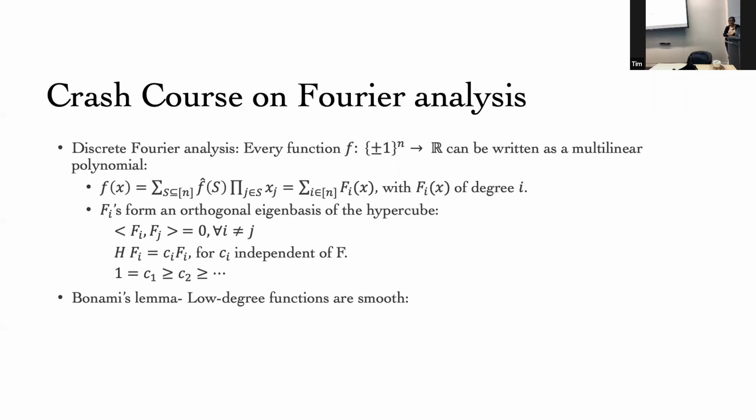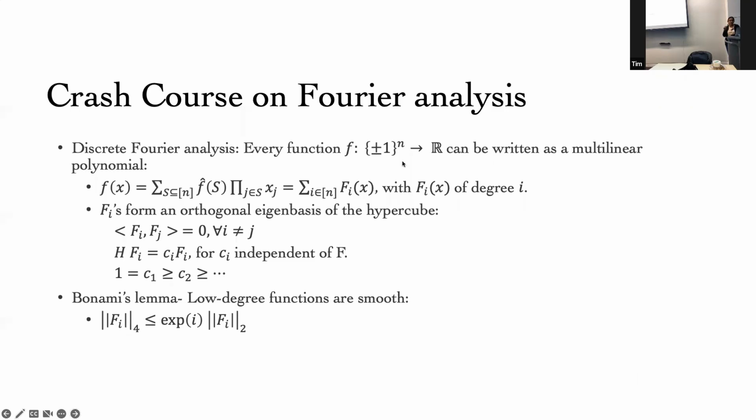Now, the very nice lemma proved by Bonami says that low degree functions, or these fis for constant i, are smooth in some sense. It shows that the L4 norm of fi is at most some constant, which is exponential in i, times the L2 norm of fi.